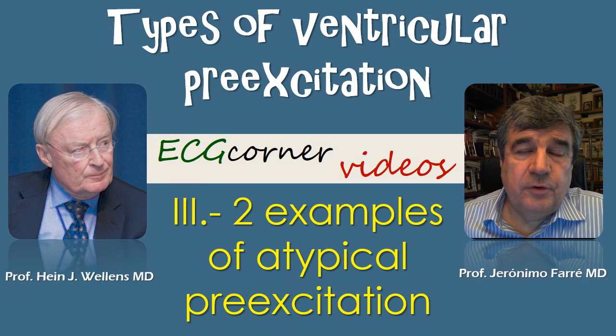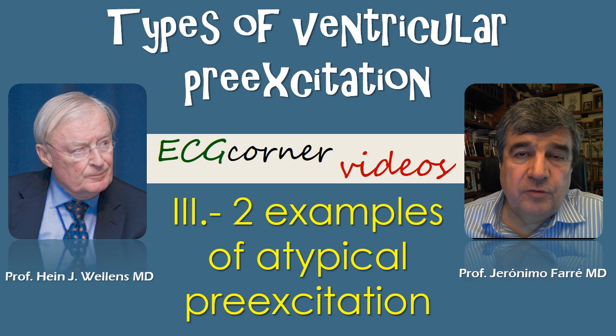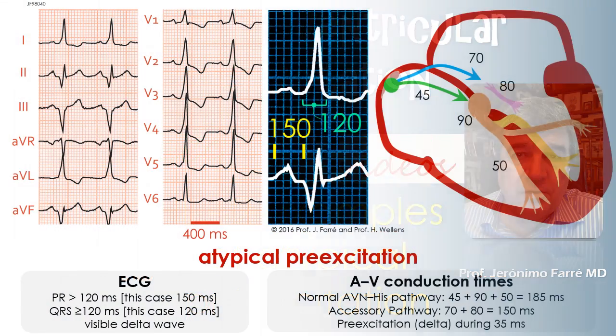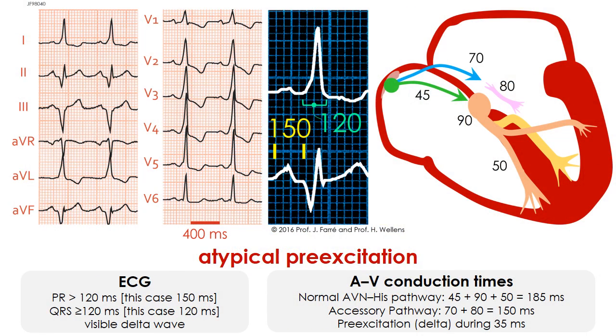In this video, Professor Wellens and myself will present you two examples of atypical ventricular preexcitation. In this slide, we show the 12-lead electrocardiogram of an example of atypical ventricular preexcitation due to an inferior paraseptal accessory pathway. In this case, preexcitation is atypical only because the PR interval is not short.